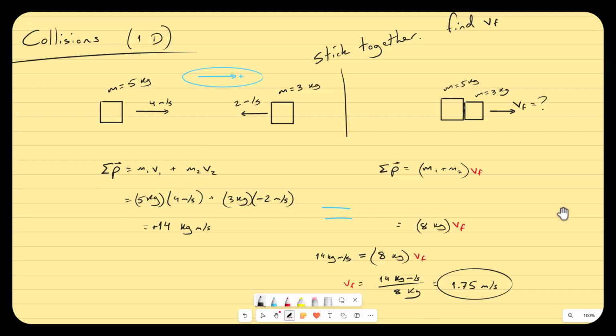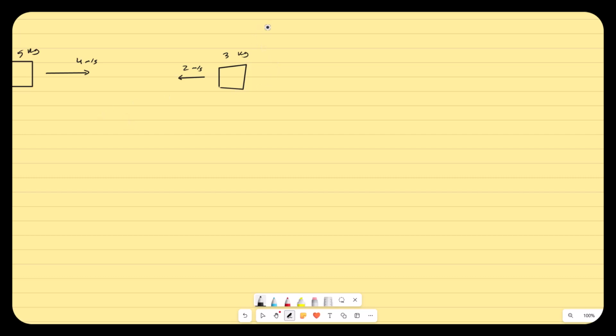Let's have them now not stick together. We can keep the speeds the same. So we'll go 5 kilograms, 4 meters per second, 3 kilograms, 2 meters per second. And here's the thing. If these are not going to stick together, then we need to be given a little bit of information about what happens afterwards. Not a ton, just enough.